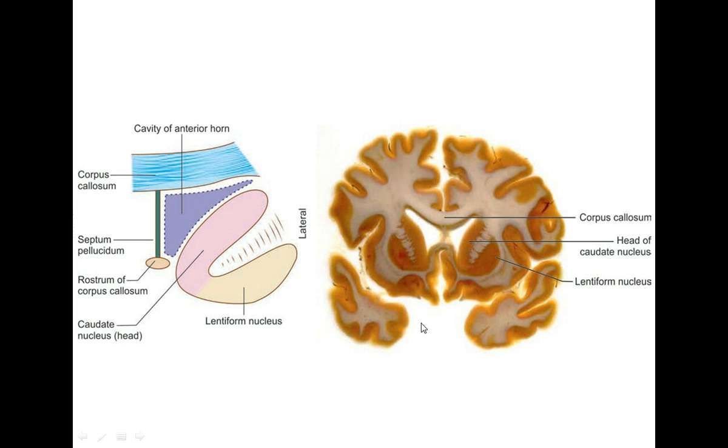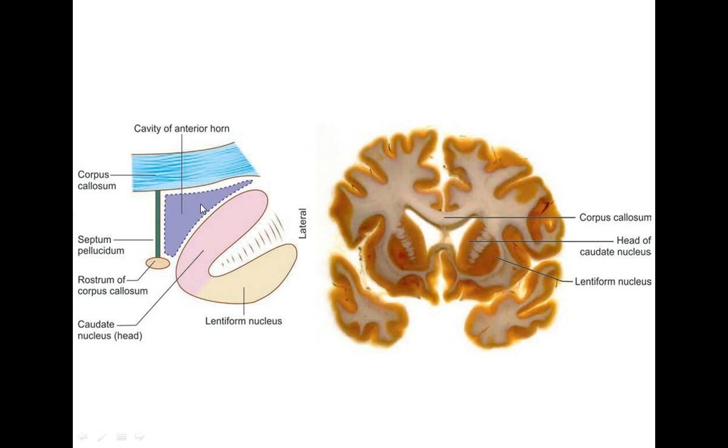Now you can see in the coronal section, the roof is formed by the most anterior part of the trunk of the corpus callosum. The floor is formed mainly by the head of the caudate nucleus. A small part of the floor near the midline is formed by the upper part of the rostrum.